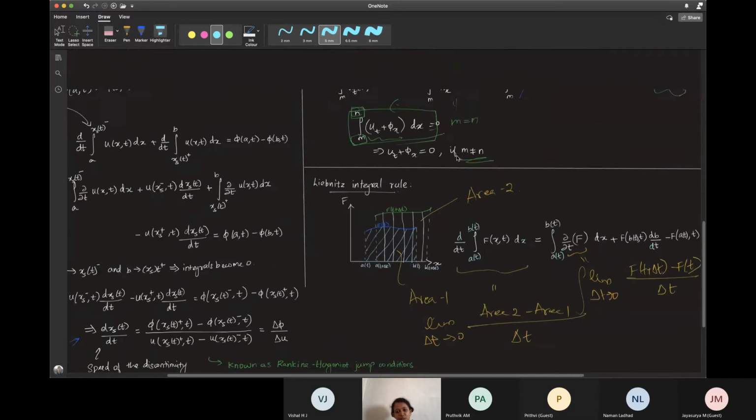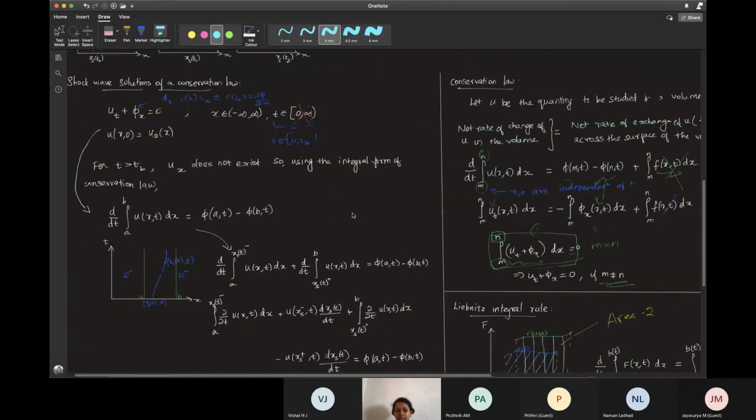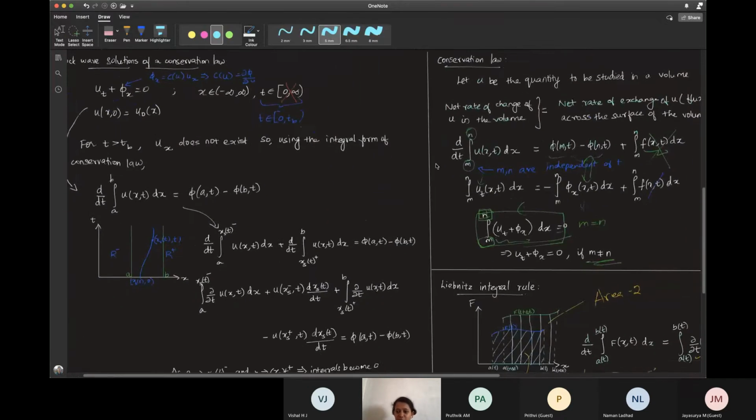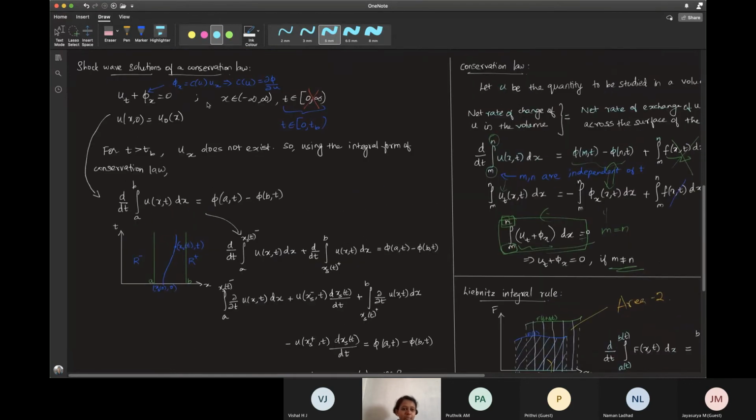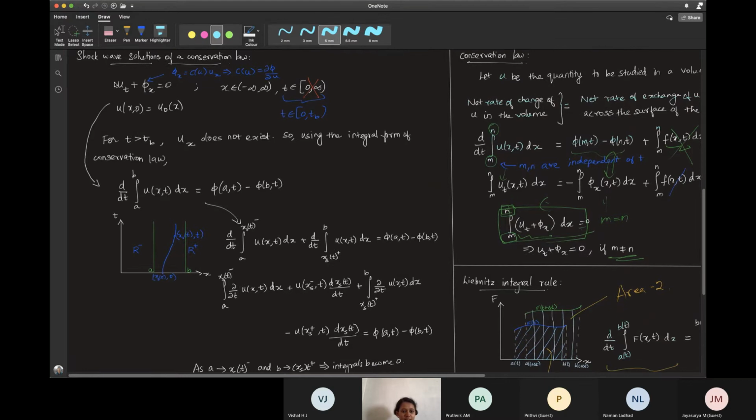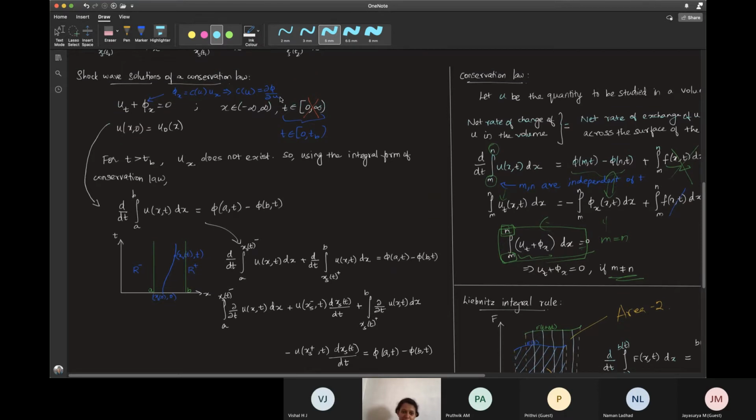So we'll be using both of these concepts in getting the Shockwave solutions for a conservation law. So this is the usual problem we had. Like for the inviscid Burgers equation last time we had u_t plus u u_x equals 0.